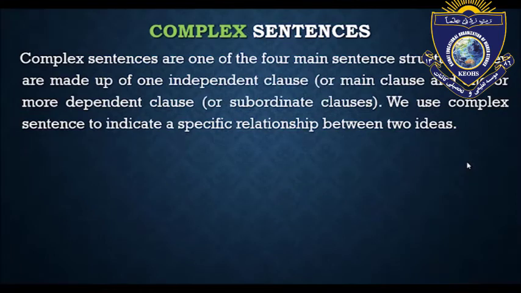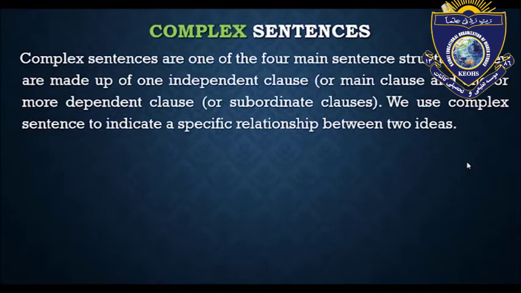First of all, let's move to the definition. Complex sentences are one of the four main sentence structures. They are made up of one independent clause or main clause and one or more dependent clauses or subordinate clauses. We use complex sentences to indicate a specific relationship between two ideas. Repeat again, guys: complex sentences are one of the four main sentence structures, made up of one independent clause and one or more dependent clauses.